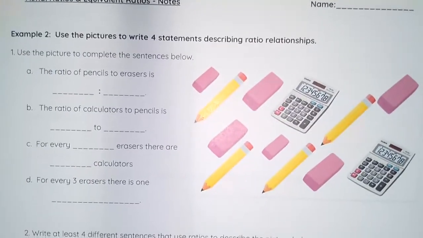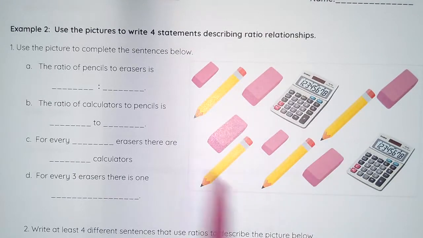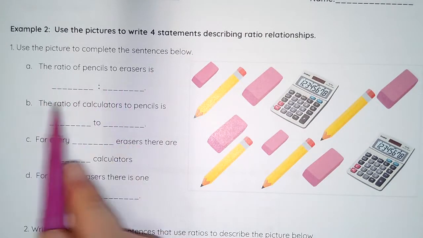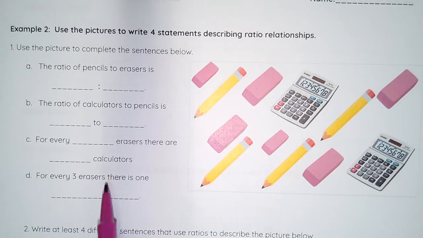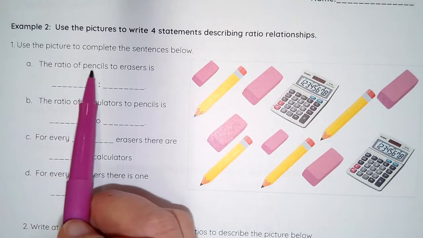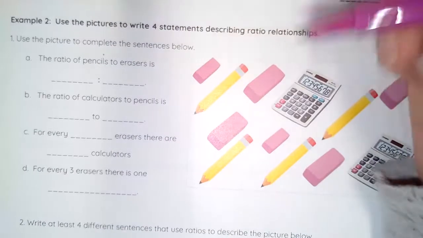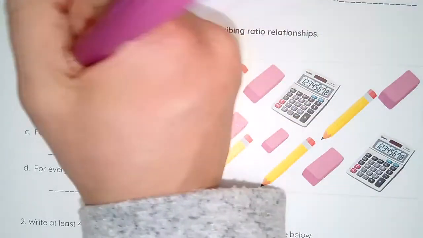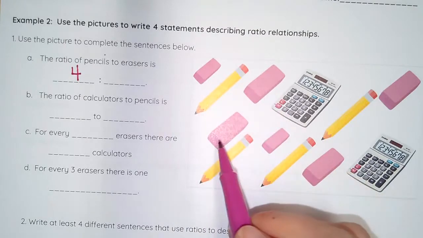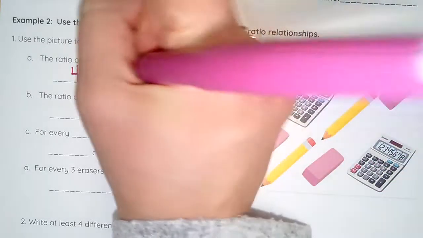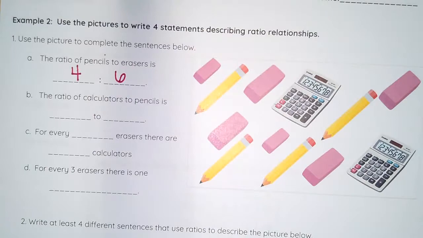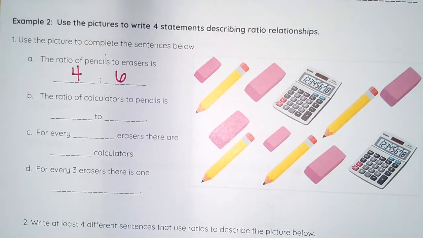Let's take a look at another type of example that we will come across. We will use this picture to fill in the blanks. These are ways that we could read or write sentences about a ratio. It says the ratio of pencils to erasers is blank. Well, there's 1, 2, 3, 4 pencils. Pencils must come first. And then erasers, 1, 2, 3, 4, 5, 6. So my ratio is 4 to 6.